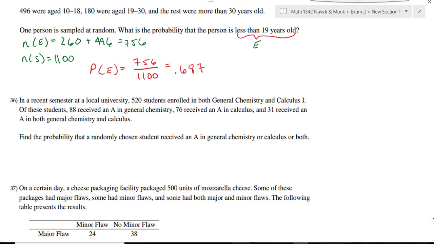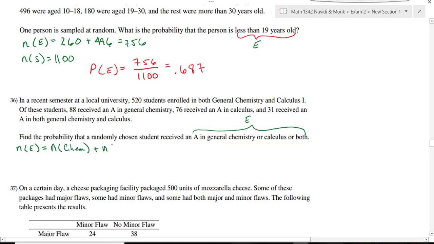Alright, number 36. In a recent semester at a local university, 520 students enrolled in both General Chemistry and Calculus 1. Of these students, 88 received an A in General Chemistry, 76 received an A in Calculus, and 31 received an A in both General Chemistry and Calculus. Find the probability that a randomly chosen student received an A in General Chemistry or Calculus. This is my event. The number of elements in my event will be equal to the number of people that received an A in Chemistry plus the number of people that received an A in Calculus minus the number of people that received an A in both Chemistry and Calculus.